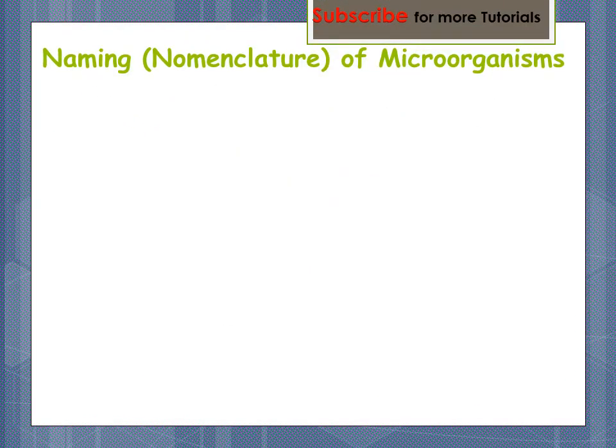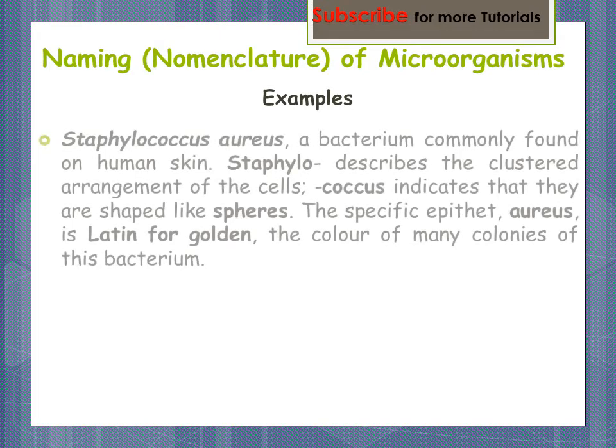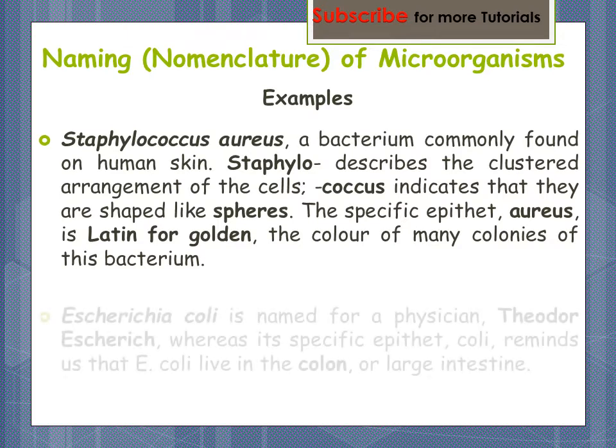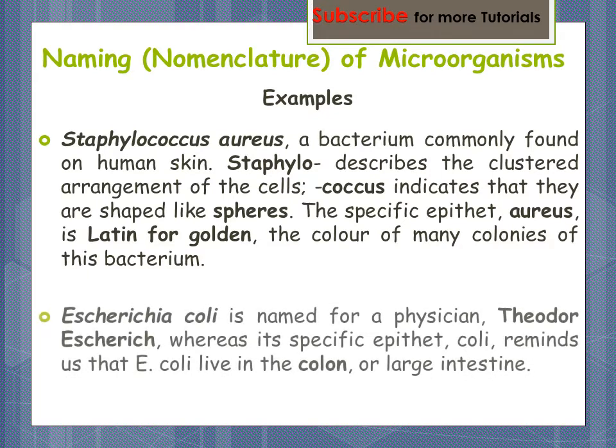Examples: Staphylococcus aureus, a bacterium commonly found on human skin. Staphylo describes the cluster or arrangement of the cells. Cocci indicates that they are shaped like spheres. The specific epithet aureus is Latin for golden, the color of many colonies of the bacterium.